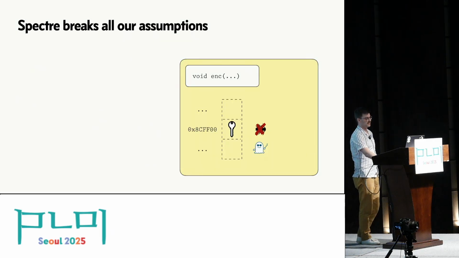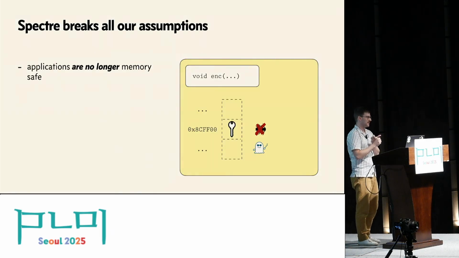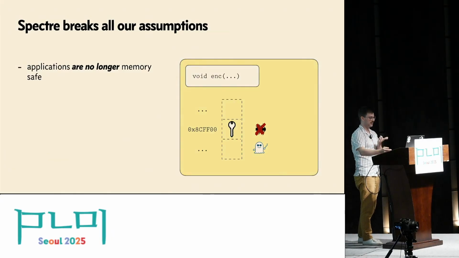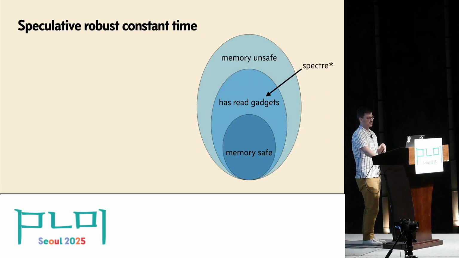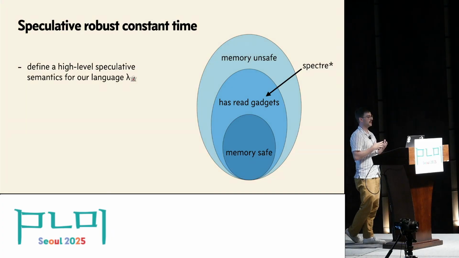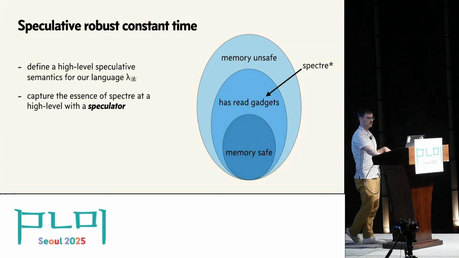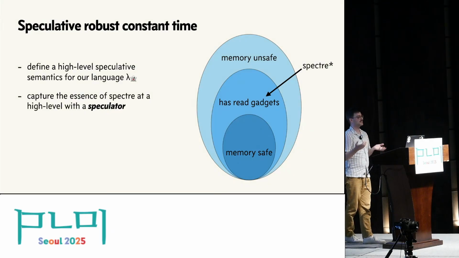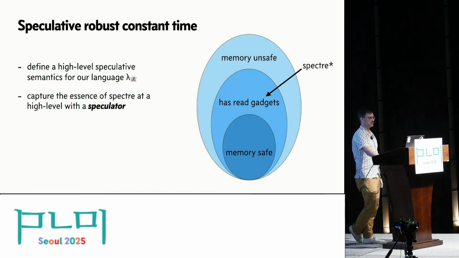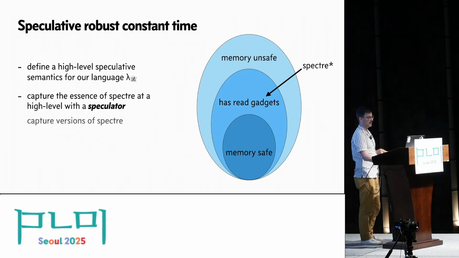And the problem with this is that it breaks all of our assumptions. We can't necessarily rely on applications being memory safe anymore, because speculatively they probably aren't. To deal with this, we captured a notion of speculative robust constant time by defining a high-level speculative semantics for our language and capturing a broad essence of Spectre and speculative execution with a speculator.